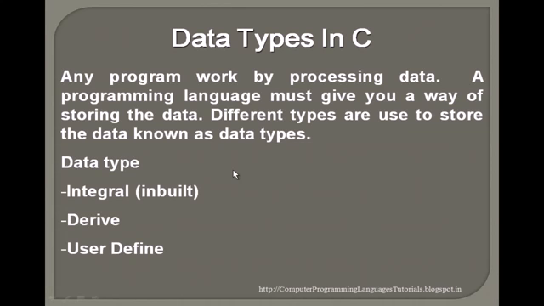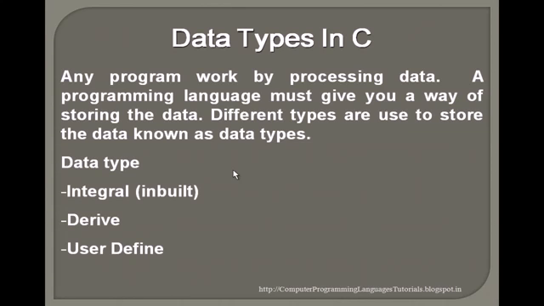Now it is an important part of C, data types in C. As you know that any program works by using data. What is meant by data? Data is information. If you have a data of student, then what is the data? Roll number, name, marks of subject, total, percentage. All these things are known as data.